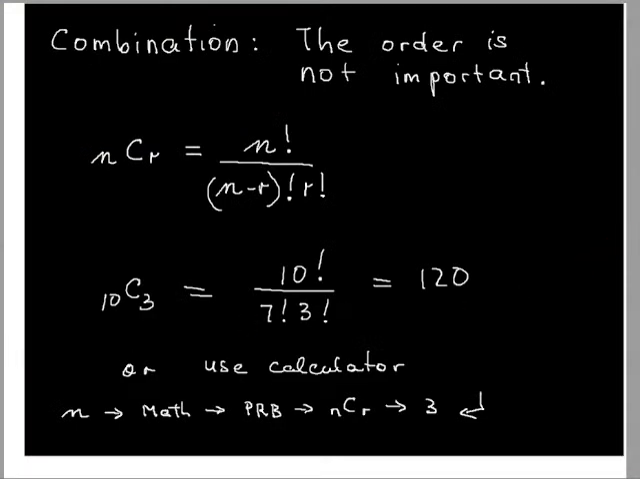The next thing we want to talk about is combination. And here the order is important. The formula for combination is nCr. Both n and r are again subscripts. n is the total as before, and r is the object or the event. And the formula in this case is n factorial over n minus r factorial times r factorial.